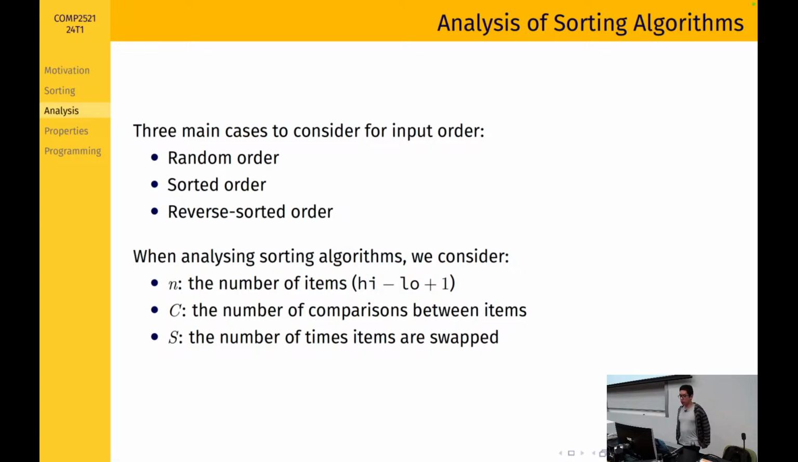Okay, and when we analyze the time complexity, we're going to use n, which is the number of items in the part of the array that we want to sort, so high minus low plus 1. We're going to have c, which is the number of comparisons between items, because when we're sorting, we often need to compare pairs of items to figure out how they should be ordered, and also s. In sorting algorithms, we often swap elements. So we use s to count how many times we swap items. Okay, so that's how we're going to analyze things.